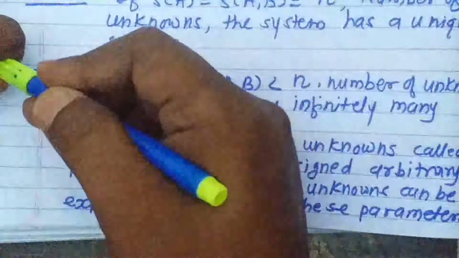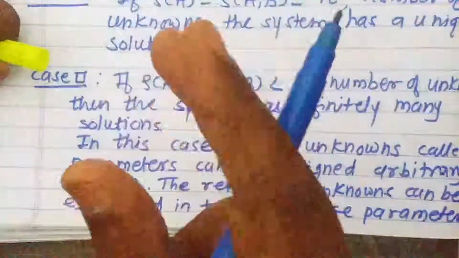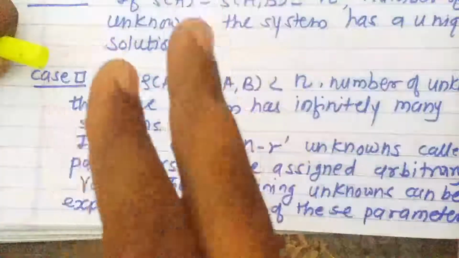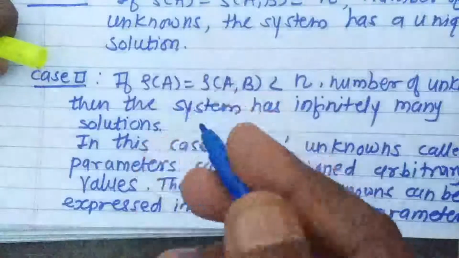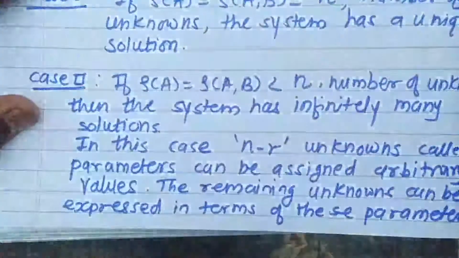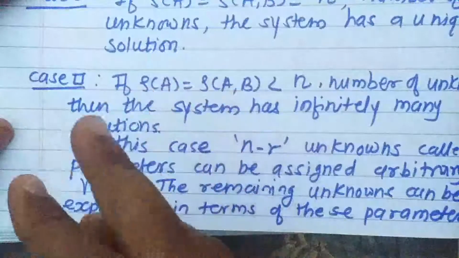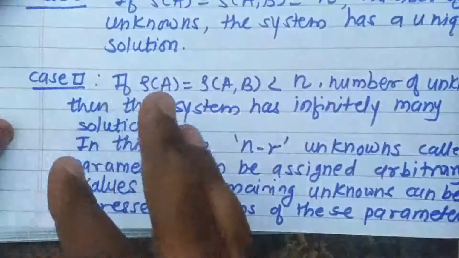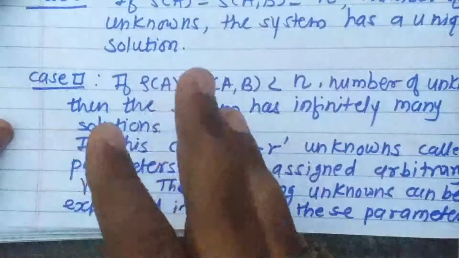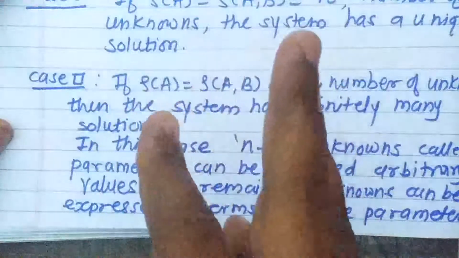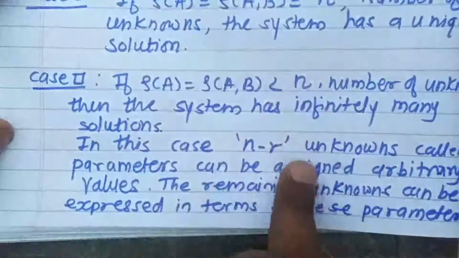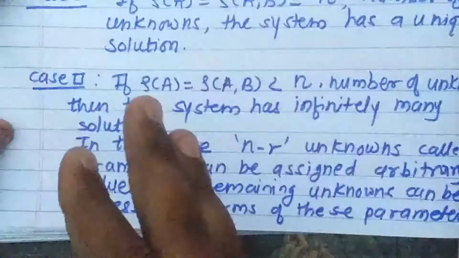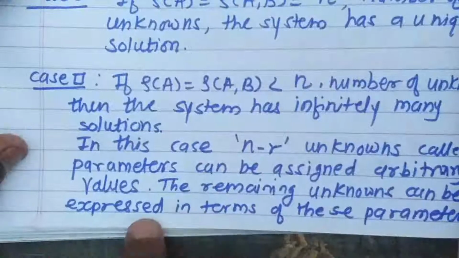Suppose one system has 3 unknowns x, y, z, and the rank of this matrix is 1. The difference in that case will be 3 minus 1, that is 2. So 2 unknowns out of x, y, z we can assign parameters. We'll take the value of z as t, and the value of another variable like x or y we can take as s. So as the difference is 2, we can assign arbitrary values to 2 unknowns, and the third unknown will be determined in terms of these 2 parameters.